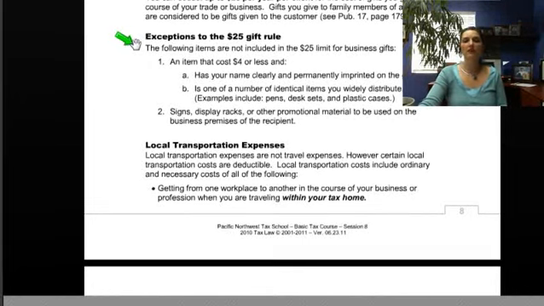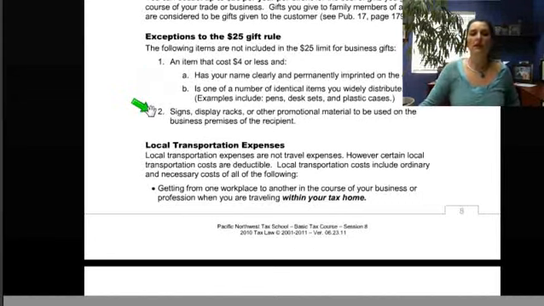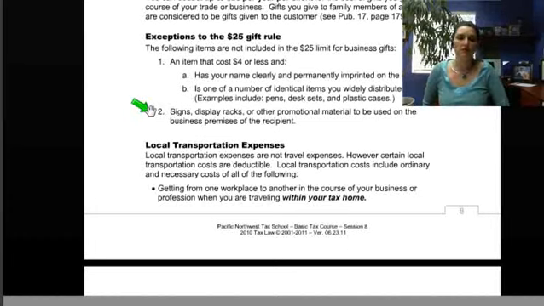The following items are not included in the $25 limit for business gifts: an item that has a cost of $4 or less and has your name clearly and permanently imprinted on the gift, and is one of a number of identical items that you widely distribute. Examples include pens, desk sets, and plastic cases. Also, signs, display racks, or other promotional material to be used on the business premises of the recipient are not affected by the gift rule.